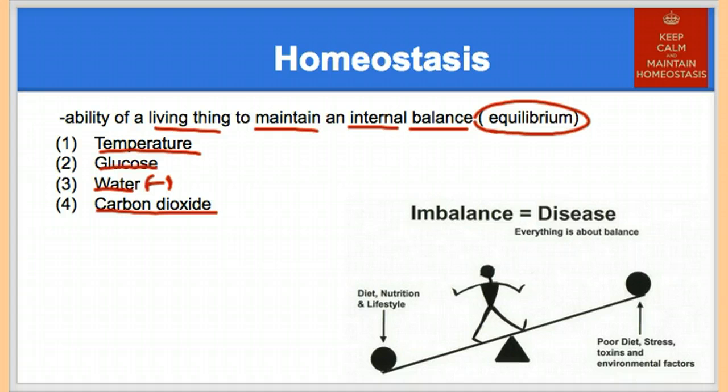What happens if your body cannot maintain a balance, or there is an imbalance? If there is an imbalance, it will lead to a disease. All right? It will lead to a disease. So the concept that I want you to understand is that homeostasis is there to maintain a balance. If the balance is not there, there will be a disease that will show up in your body or any other living thing, as a matter of fact.